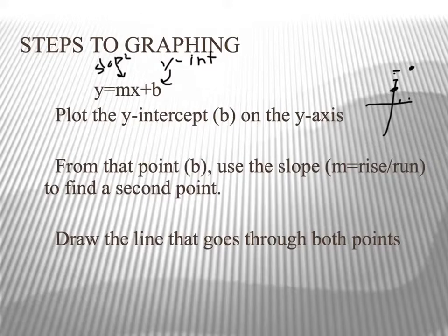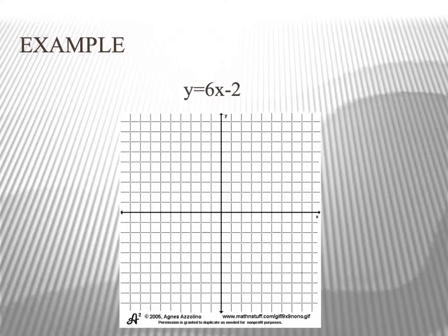Once we have 2 points on the graph, to finish our graph, we're going to draw the line that goes between the 2 points. And we've graphed our line. Alright, so let's go over those steps and use them.